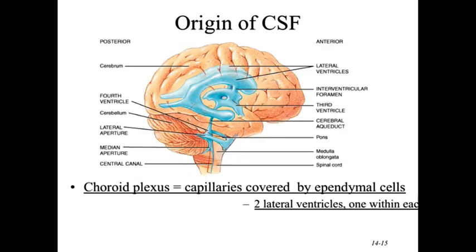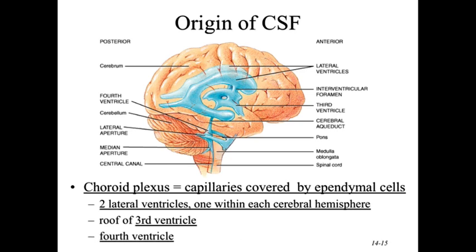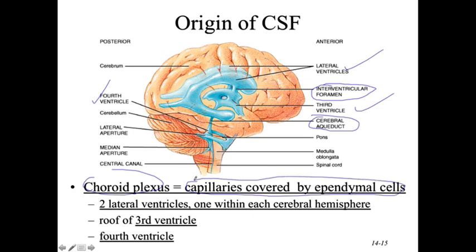And again, here's a good look at the ventricles, and you should be familiar with the lateral ventricles, the 3rd ventricle, and the 4th ventricle, and then the interventricular foramen of Monroe, know that, and the cerebral aqueduct of Sylvius or Sylvia. The choroid plexus is a group of capillaries that are covered by ependymal cells, and those ependymal cells are going to produce the CSF.